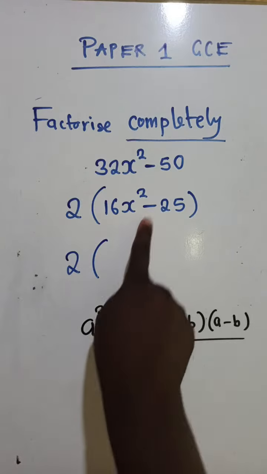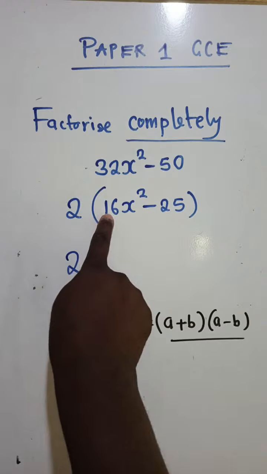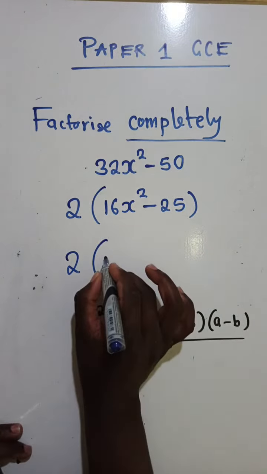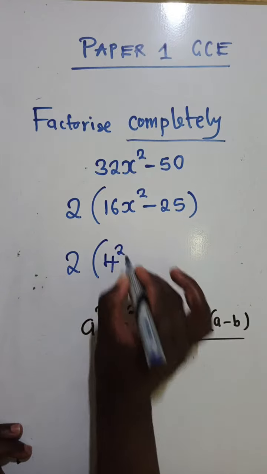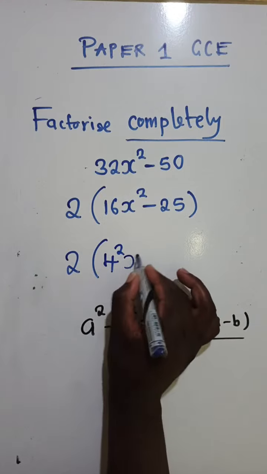Now look at this. This is a minus and a power 2. So our idea here is to make this 16 have a power 2. And how can we make it have a power 2? It will be like this: 4 power 2. We know that 4 power 2 gives us 16. And then here we've got x power 2.